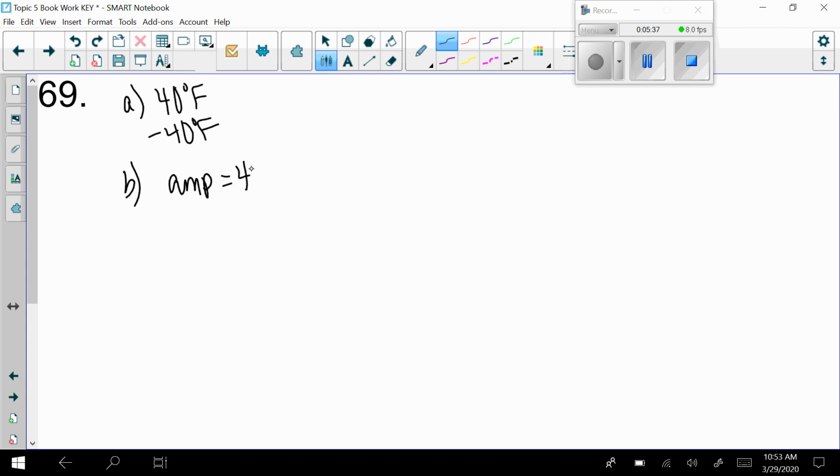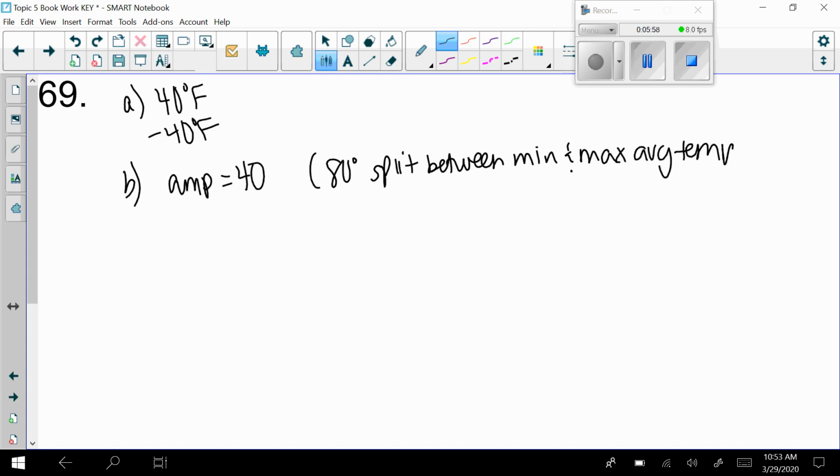So the amplitude's 40. What does that tell me? That tells me that really there's like an 80-degree split between the min and max average temps. So that's what that amplitude tells you.